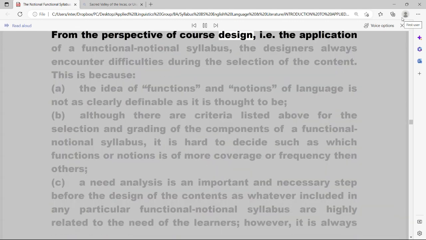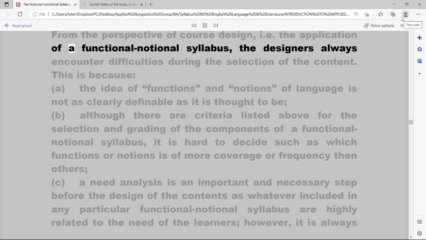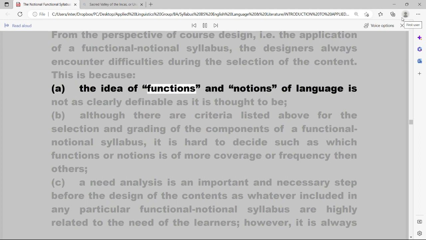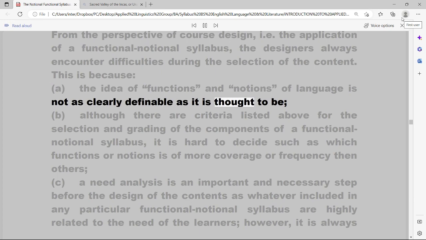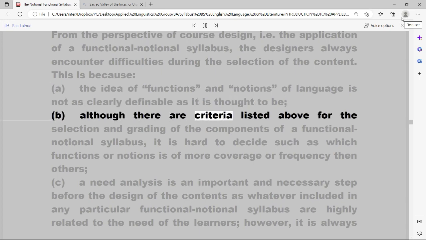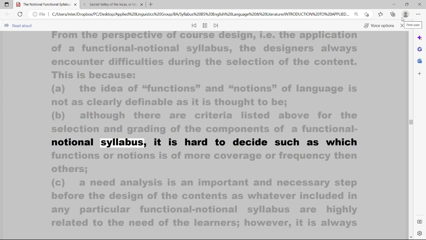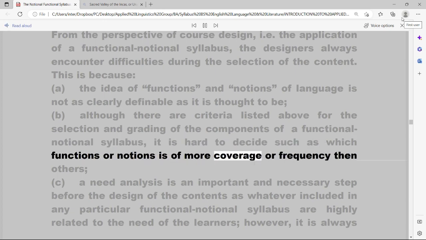From the perspective of course design, i.e. the application of a functional notional syllabus, the designers always encounter difficulties during the selection of the content. This is because, a. the idea of functions and notions of language is not as clearly definable as it is thought to be. B. Although there are criteria listed above for the selection and grading of the components of a functional notional syllabus, it is hard to decide which functions or notions are of more coverage or frequency than others.